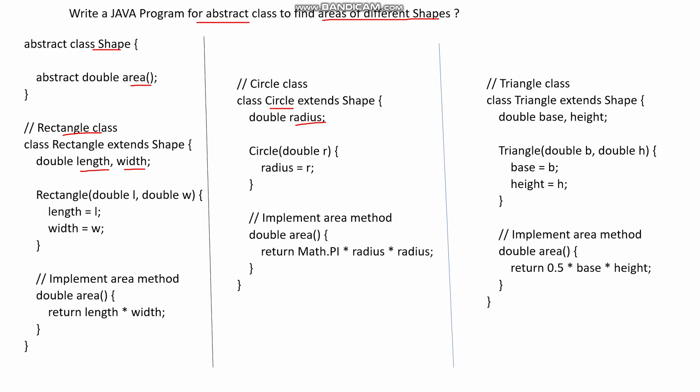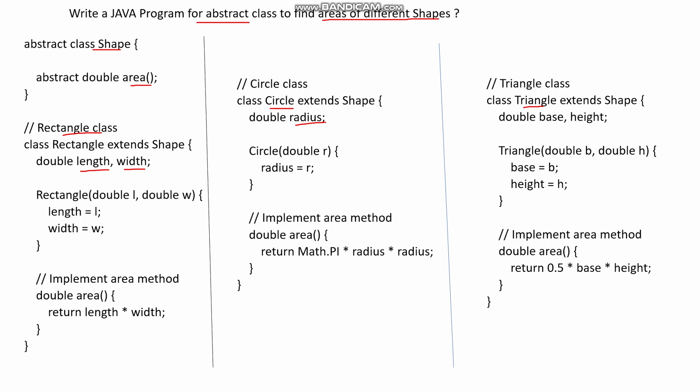Next I have one more class, the triangle class. Class Triangle extends Shape here. Extending Shape, we have to code for the area here: double area, 0.5 into base into height. The triangle contains the base as well as height. This is a constructor to pass the data for the base as well as height: base equals b and height equals h here.